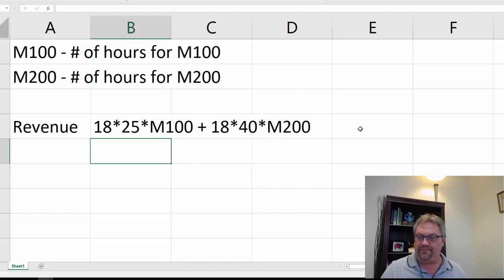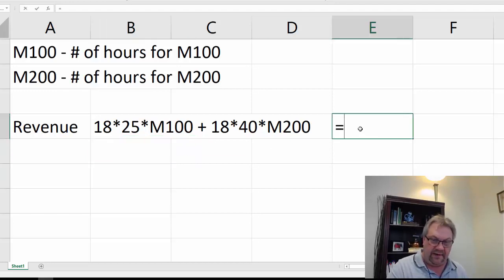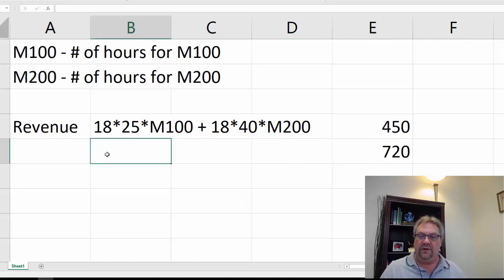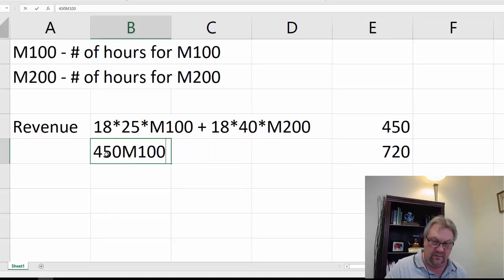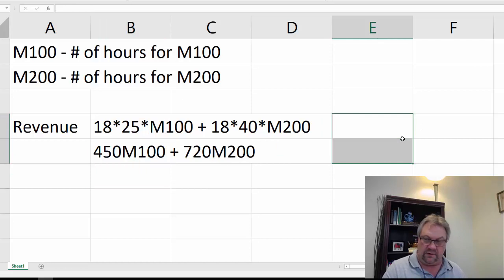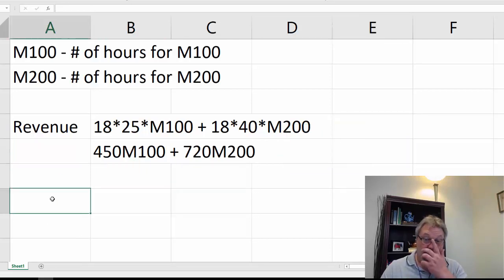So I'll do this over here. Yeah, 18 times 40. So I basically have 450 M100 plus 720 M200, okay? So I'll delete that. So that's going to be my revenue.